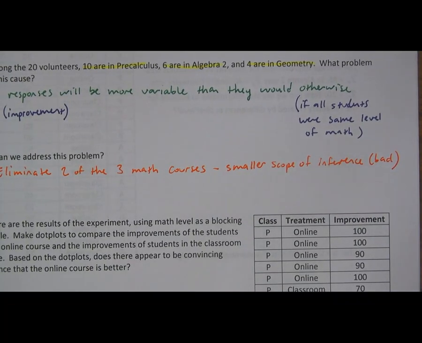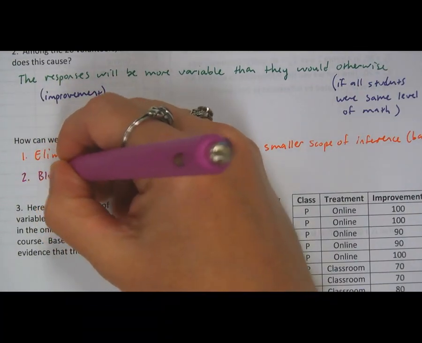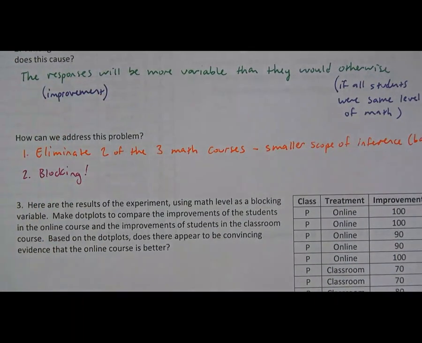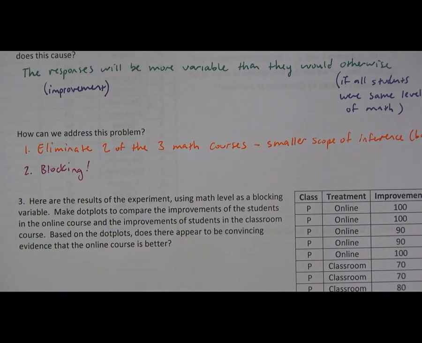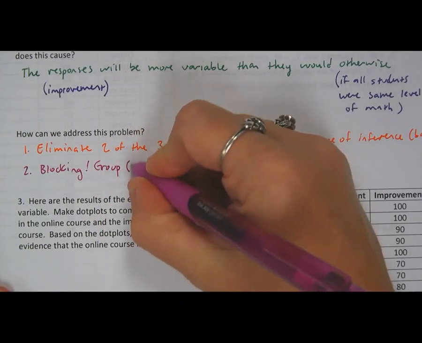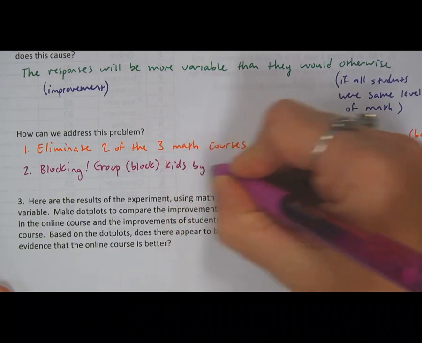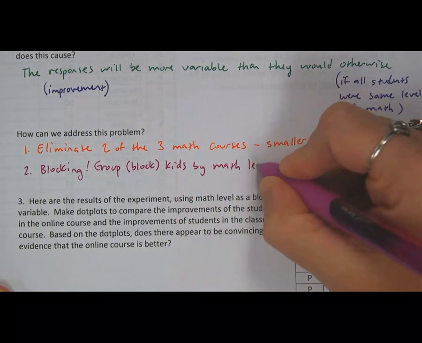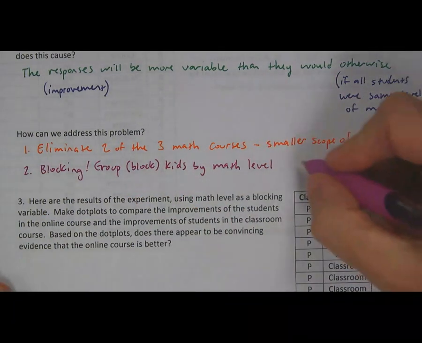How can we keep all of these people that said that they would participate involved? And the answer is by something called blocking. What that means is, we're going to group, or block, kids by math level, then randomly assign treatments within the blocks.